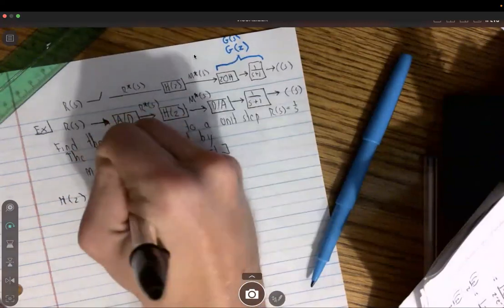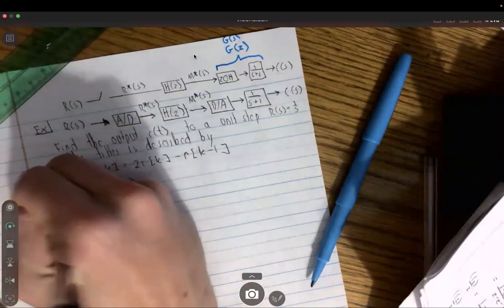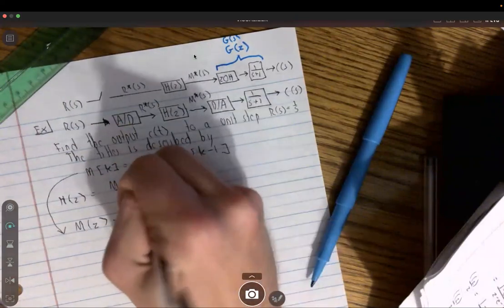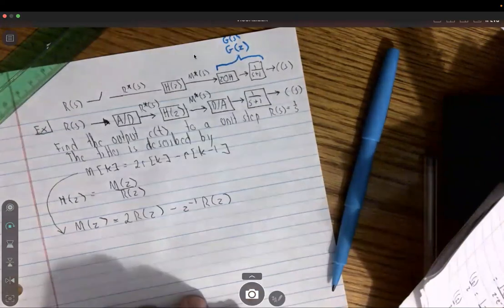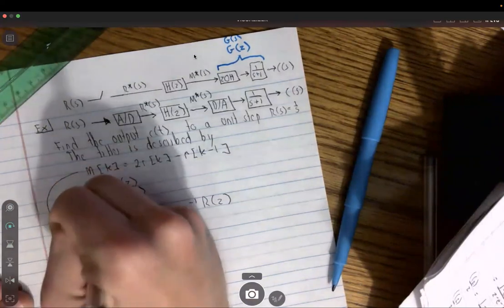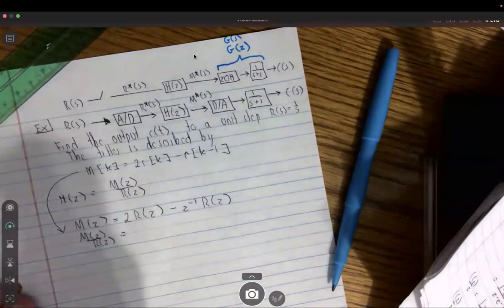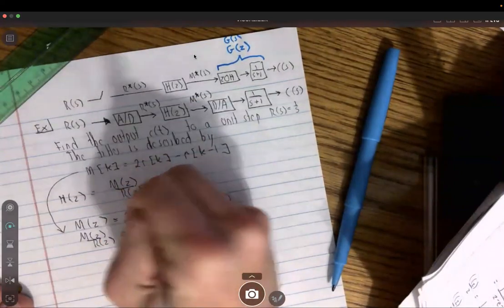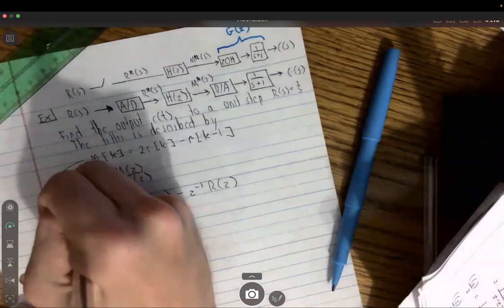Over our input. Looking at this equation here, taking the Z transform of it, I get M of Z is equal to 2, and then this would be R of Z minus Z to negative 1 R of Z, okay? So now output over the input, so M of Z over R of Z is going to equal, specifically, 2 minus Z to the negative 1. Now, what we found is we found our H of Z, correct?